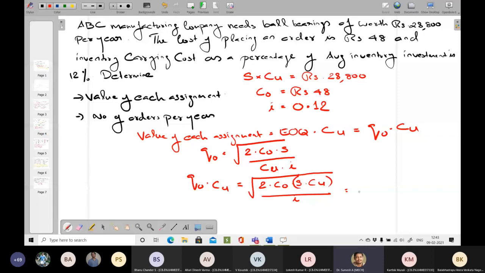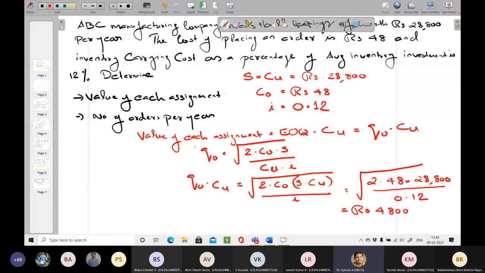If you substitute, it will be 2 into C naught as 48 into 28,800 divided by 0.12. So you will get the cost of each assignment as rupees 4,800. The cost of total orders per year is 28,800. So the number of orders per year will be equal to 28,800 divided by 4,800, which equals 6.